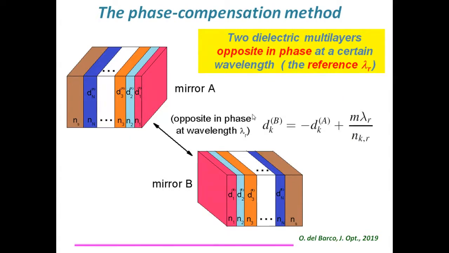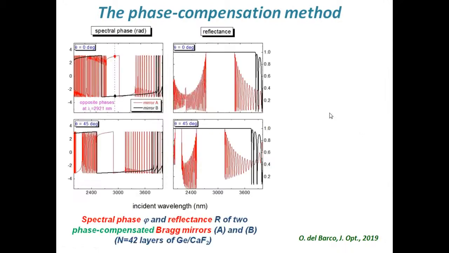After some tedious calculations, we obtain that the thicknesses of such B multilayers can be obtained via the thicknesses of the A multilayer. M is an integer, lambda R is an important parameter, the reference wavelength, and the N are the refractive indices for this reference wavelength. So let's use an example.